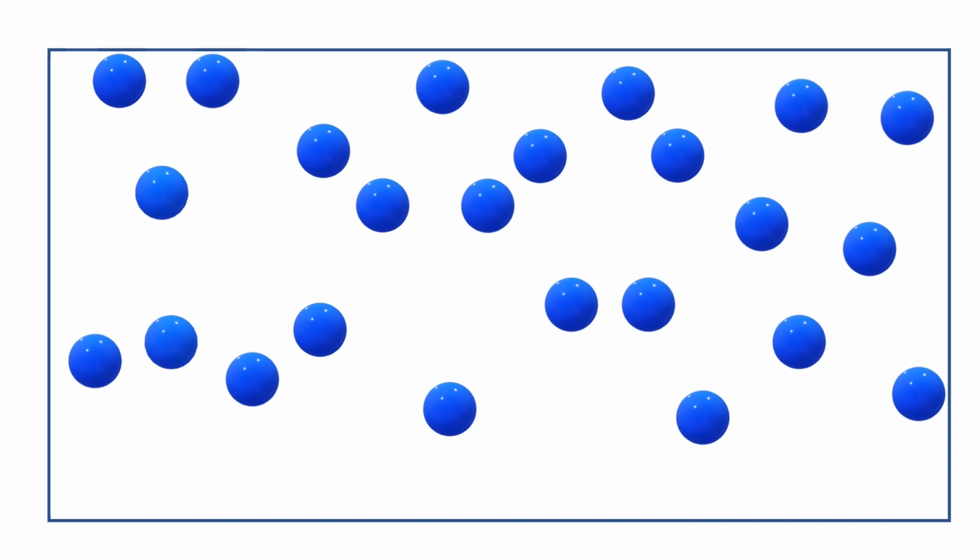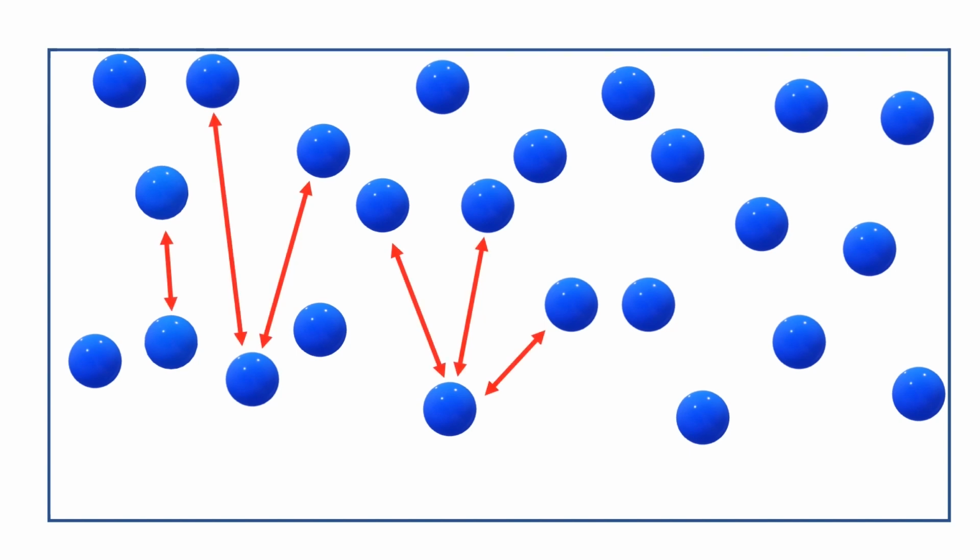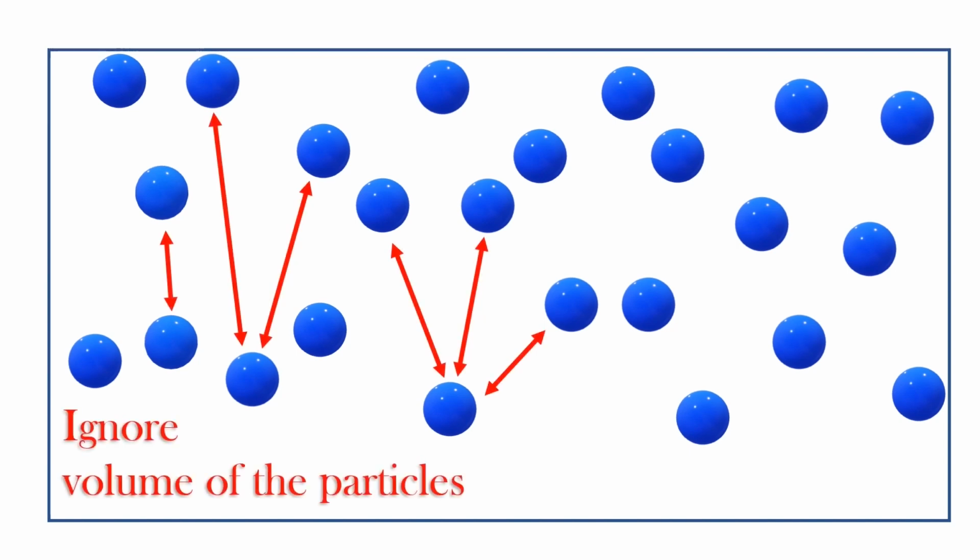Kinetic molecular theory states that the distances between particles is so great compared with the volume of the particles that we can essentially ignore the volume of the particles and ignore the interactions or forces between particles. This is important because this means we can treat the particles as individual entities, which is one of the reasons the gas laws work.